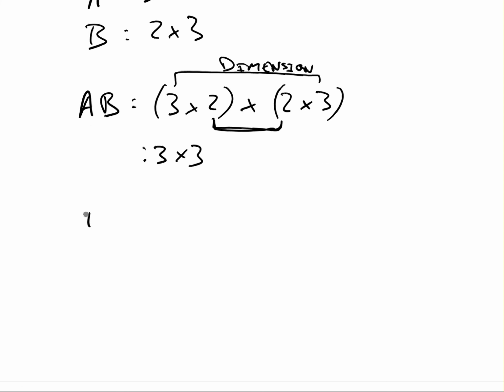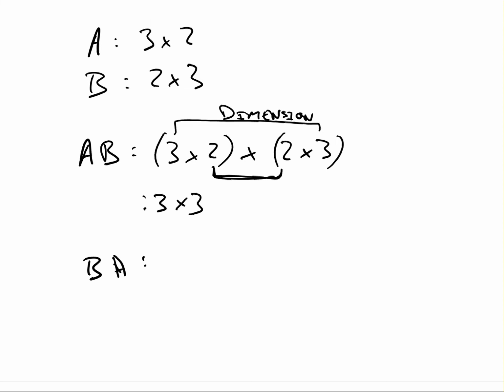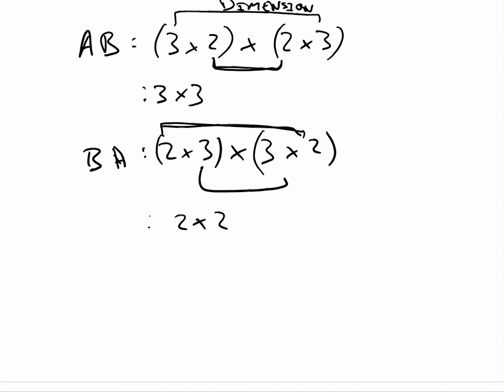Now let's look at B times A, which is what we want to show is not the same as A times B. B times A is a 2 by 3 matrix multiplied by a 3 by 2 matrix. The inner two numbers match, which means we can do the multiplication. But look at the outer two numbers, the dimension. It's going to result in a 2 by 2 matrix. So you get a 3 by 3 matrix from AB, but from BA, you get a 2 by 2 matrix. The two matrix dimensions are not the same, so you're not going to get the same matrix as AB if you do BA.